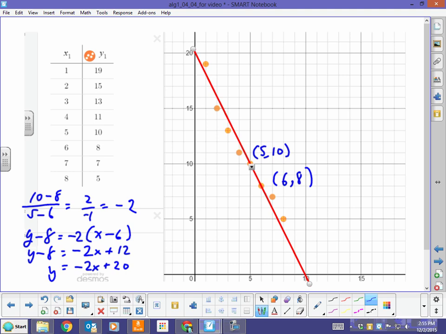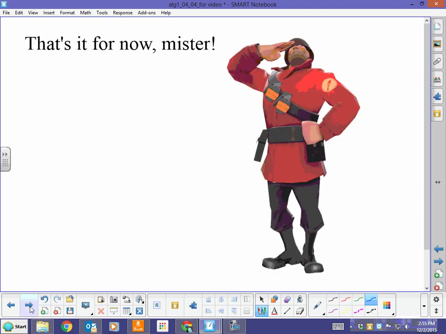We have a better way to do this using the calculators, and hopefully we'll get into that soon, using the calculators to do a better job finding these lines of best fit for us. But that's the line of best fit, and that's it for now.